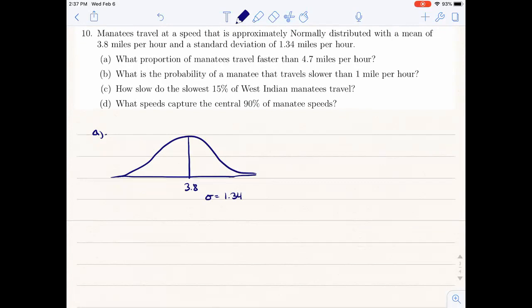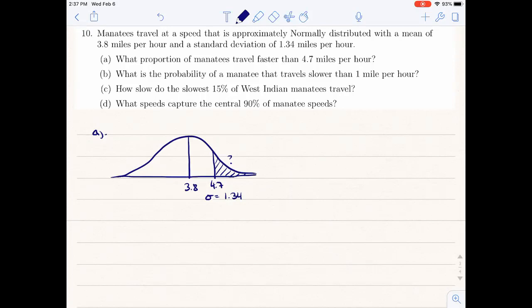Remembering that the bottom line here is just the number line, when we put 4.7, which is the speed that we're interested in, it just goes somewhere above here. So 4.7. It doesn't matter where you draw it, you're just trying to visualize what area you want. We want to know what proportion of manatees travel faster than 4.7 miles per hour. Proportions, probabilities, and percentages are all areas under the curve. Those three P's all mean the same thing, the area under the curve.